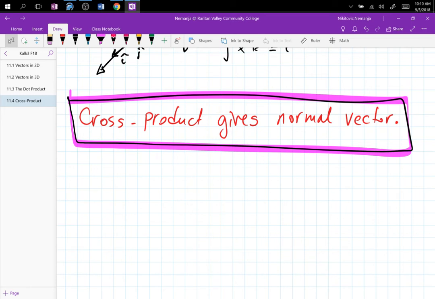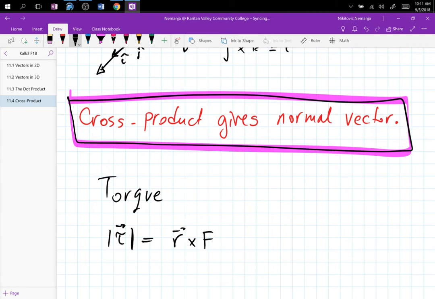So the torque, so now we're talking about application, is given by the lowercase tau, and it's a vector which is going to be radius crossed with a force, which is r times f magnitudes times the sine of the angle in between them.